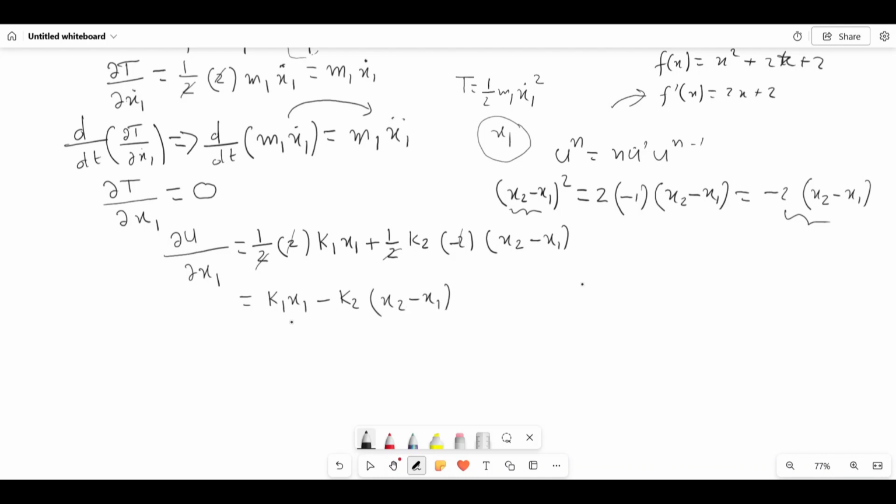So we have to expand the x2 here. k1 x1 minus k2 x2. This will give plus k2 x1. Remember, minus times minus gives plus. So this is what we do have. We have completed this one as well. So what is next? Next is rho r over rho x1 dot.